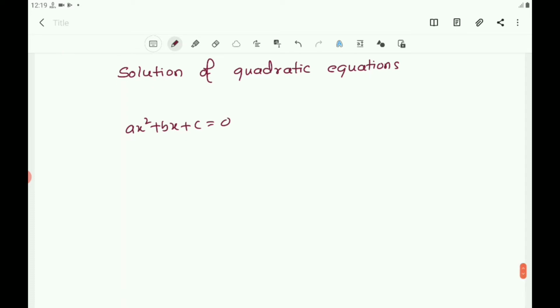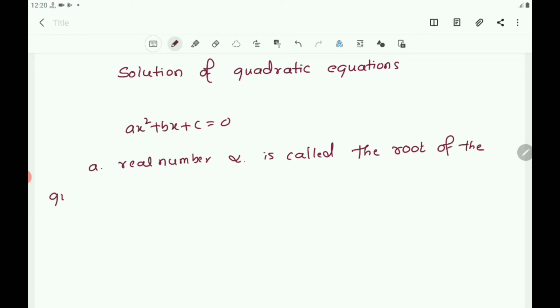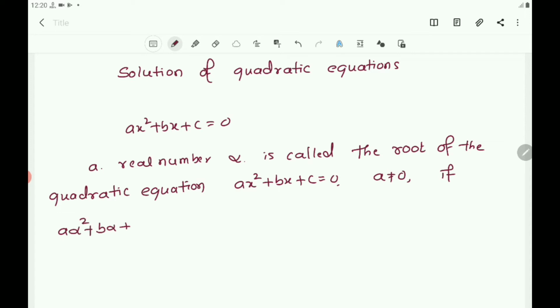So you take a real number alpha. A real number alpha is called the root of the quadratic equation ax square plus bx plus c equals 0, where a is not equal to 0, if a into alpha square plus b into alpha plus c equals 0.